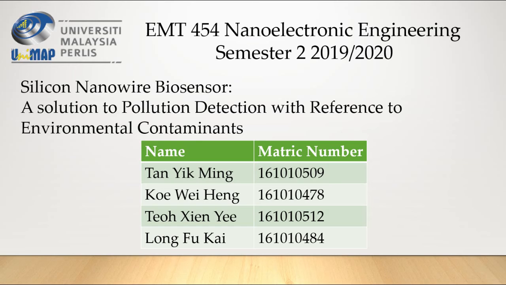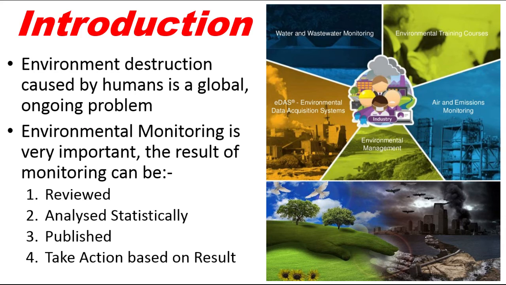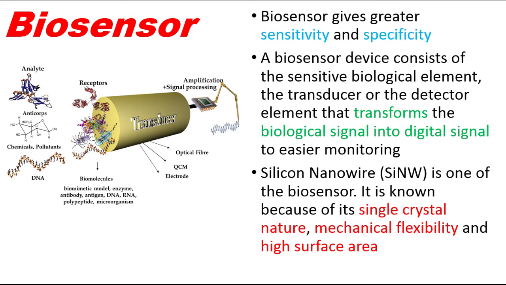A silicon nanowires biosensor is a solution to pollution detection with reference to environmental contaminants. In this modern era, environmental issues are undeniably driven by the advance of technology, thus environmental monitoring is very important. It is very helpful to those taking decisions for the environment because the results of monitoring can be reviewed, analyzed statistically, and published. Biosensors have been getting more attention as they give greater sensitivity and specificity.